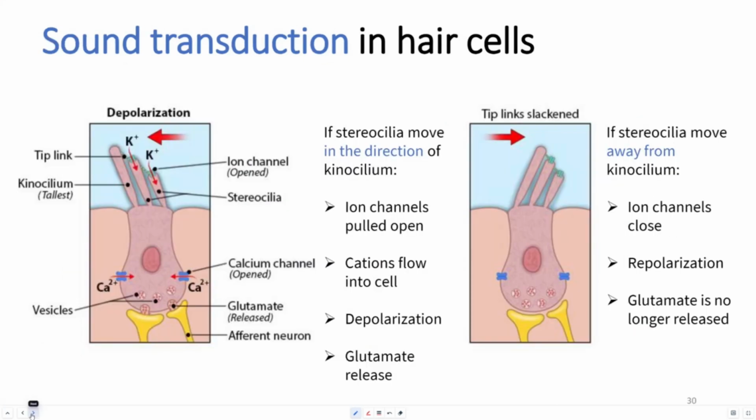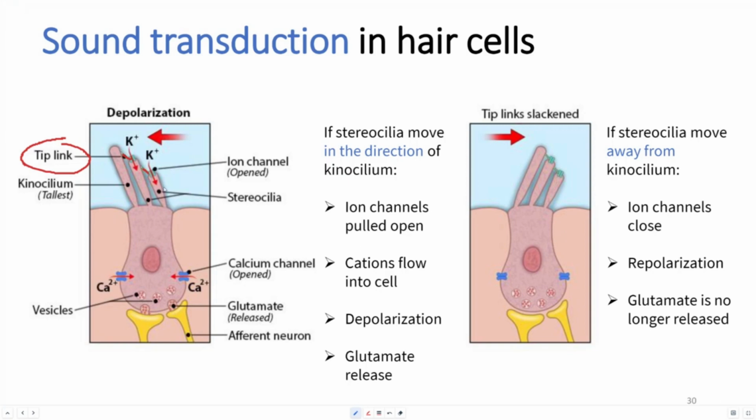The sound's transduction in hair cells. So the stereocilia of the inner hair cells are aligned with each stereocilium getting progressively taller and taller. The tips of each of these stereocilium contains an ion channel that is connected to the tip of the next adjacent stereocilium by this filamentous protein called a tip link. These tip links are what link them together from one hair cell to one hair cell.